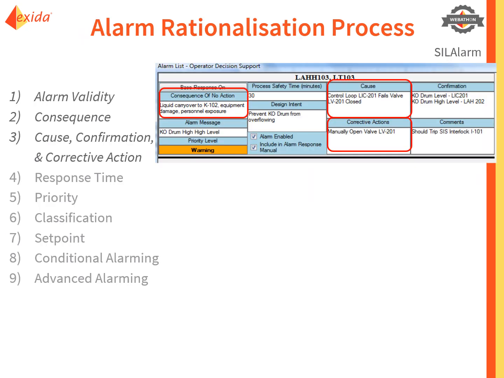So now we have a master alarm database. We have a list of alarms in it, and we're going to rationalize each of the alarms. And we do that by asking ourselves the following questions. Is it a valid alarm? Is this alarm telling us about something that the operator needs to respond to in a timely fashion? What's the consequence of ignoring this alarm? What's caused the alarm? And can we confirm that process abnormality in some other way? And what do we have to do to correct the abnormality and bring the process back to normal? That's the first step in rationalization.